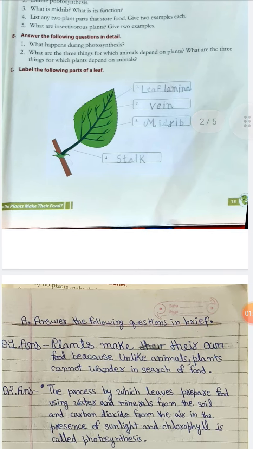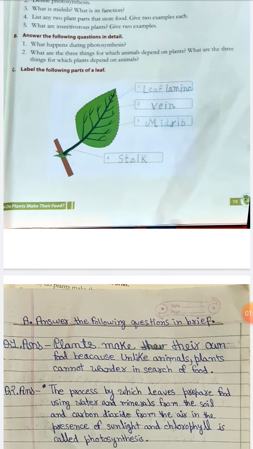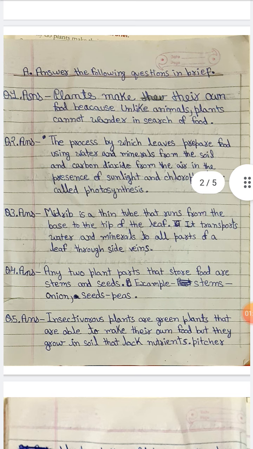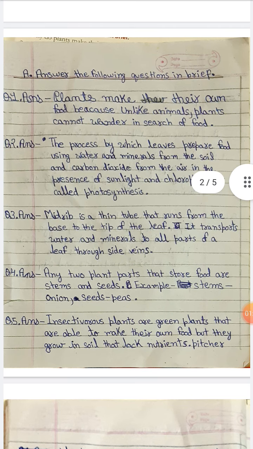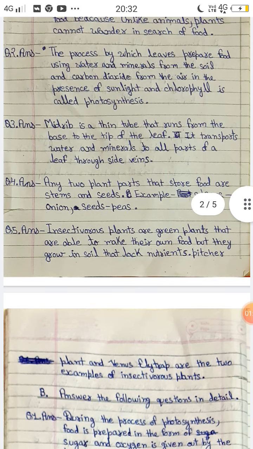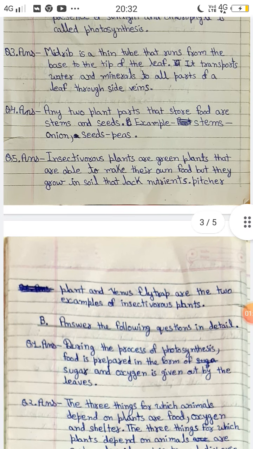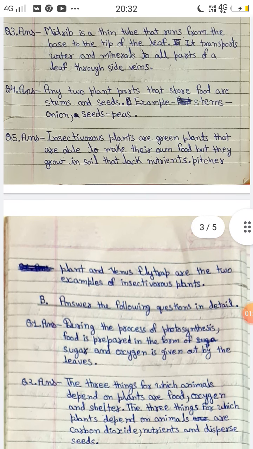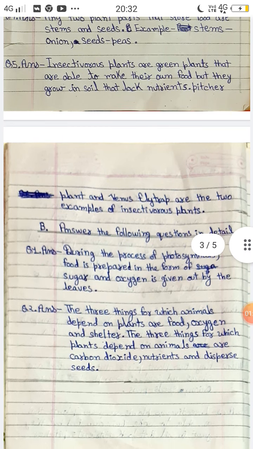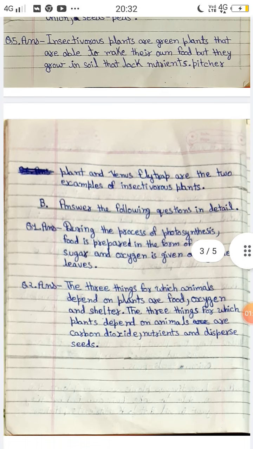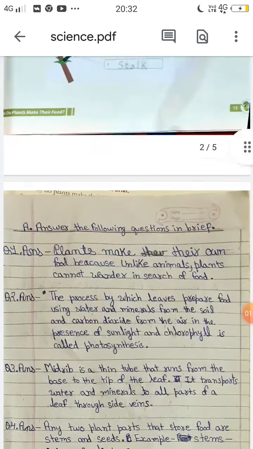Fifth question. What are insectivorous plants? Give 2 examples. Answer. Insectivorous plants are green plants that are able to make their own food, but they grow in soil that lacks nutrients. Pitcher plant and Venus flytrap are the 2 examples of insectivorous plants.